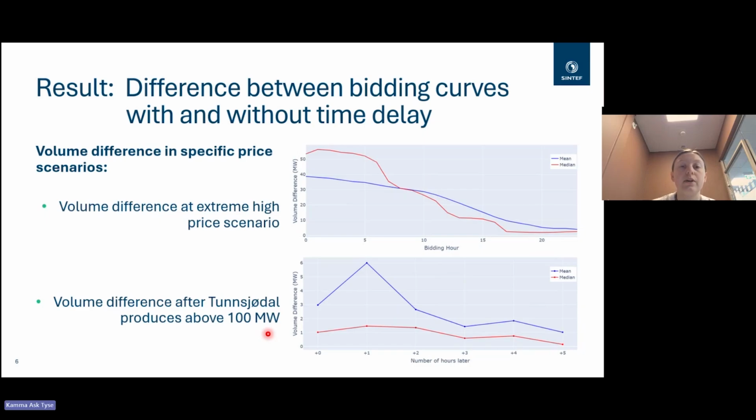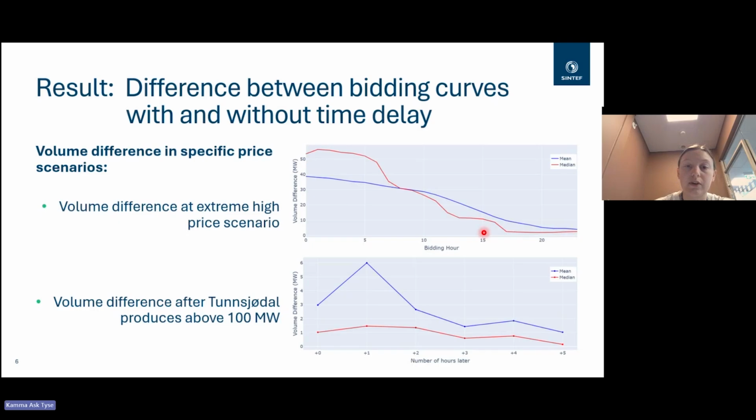And then we also looked at the difference in bid volume, not as an average of the entire price range, but we wanted to look at it at specific price points that represent specific price scenarios where we expect the bidding curves to behave differently for the two watercourses. So what we see in the top plot is the difference in bid volume at the extreme high price scenario that the price is, I think it was 500 euros per megawatt hour or something. And we see that in the first hours of the day, the difference between the bidding curves is very large, and then it decreases as time goes by.